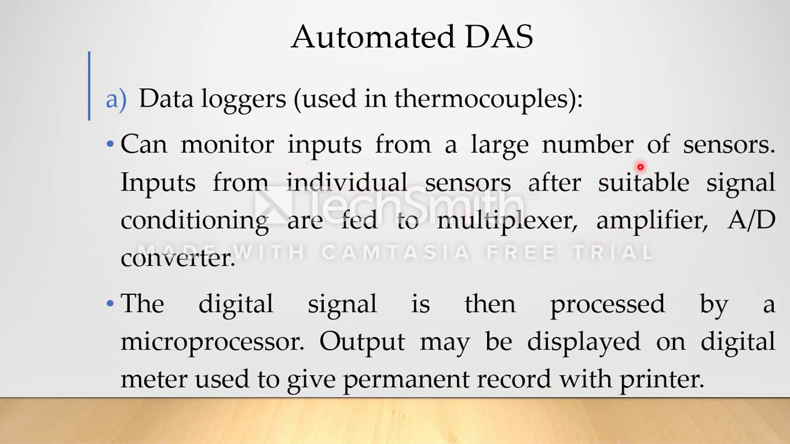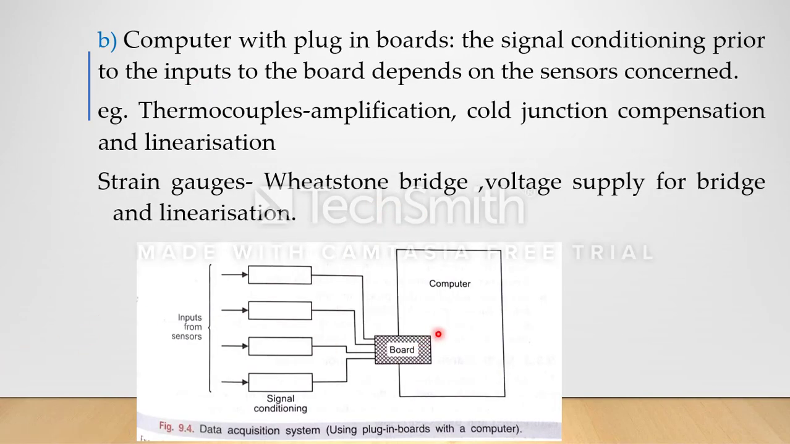So it can monitor a large number of sensors, and these sensors are fed to the multiplexer, amplifier and A to D converter, where the digital output from this A to D converter can be processed by the microprocessor. So mainly when there is a large number of sensors, the data loggers are used.